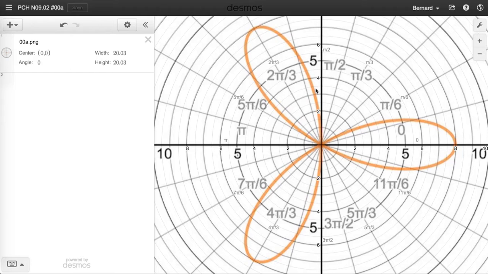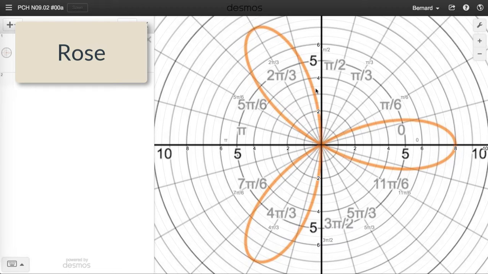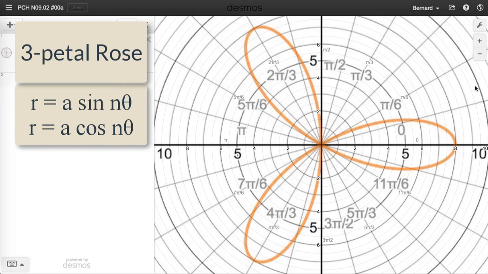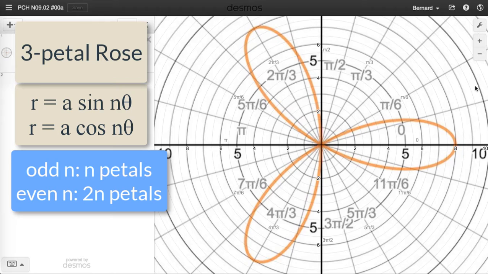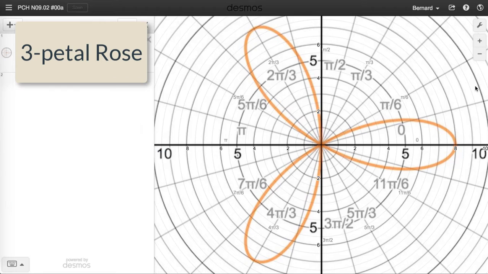So we're looking at this thing in orange, which is some sort of polar graph, and we identify it as a rose, and in fact as a 3-petal rose because of 1, 2, 3 petals, which means it's going to be a sine of 3 theta or a cosine of 3 theta, the 3 coming from the number of petals. Remember that an odd number of petals gives us n, but an even number of petals gives us n over 2. So if it had been a 4-petal rose, that would be a cosine or sine of 2 theta. But since it's odd, it's very simple.